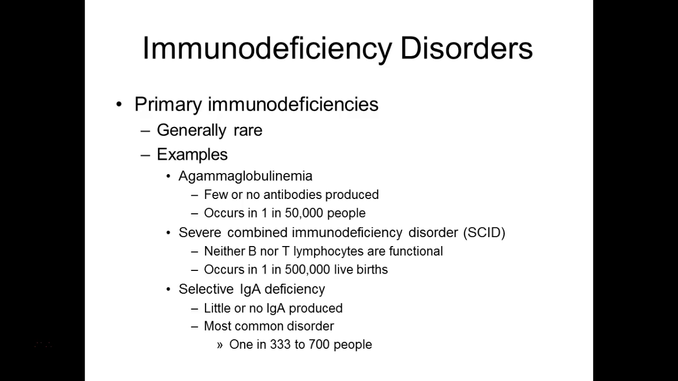In our secretions, right? In our mucus, our tears, our saliva. As you can see, this is the most common disorder, 1 in 333 to 700 people, again because it's not quite as life-threatening. What types of infections do you think they would suffer from the most, though, because they don't have any IgA? Eye infections, respiratory, gastrointestinal. Because again, not having that level of protection for your mucous membranes.